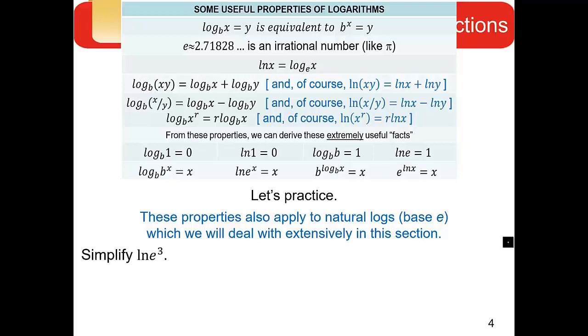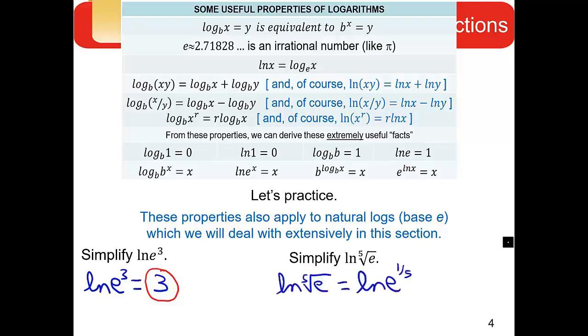How about this? Simplify the natural log of e to the third. Again, we have a property that says when you're taking the natural log of e to a power, the answer is just the power. How about this one? Simplify the natural log of the fifth root of e. Well, we don't have any properties that deal with radicals, but we can think of the radical as a fractional exponent. We've been doing that. So if you think of the fifth root of e as e to the 1/5, now the property that says the natural log of e to the x is x applies, and you can see that the answer is just 1/5.